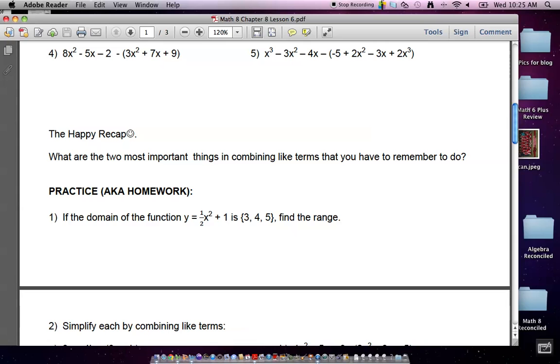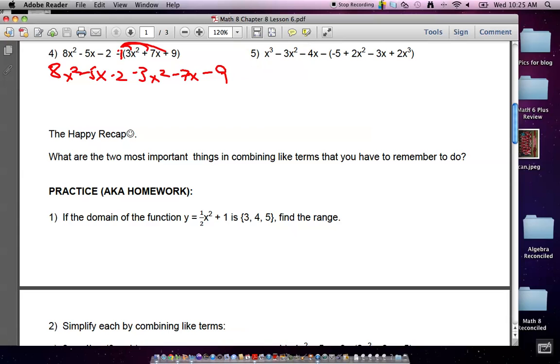Okay, all right, so ready? I'm gonna put a 1 in front and distribute. So that gives me 8x squared minus 5x minus 2. Now this 3x squared was positive in the parenthesis. So by multiplying by negative 1, I negate everything, so it becomes a negative 3x squared. The 7x was positive, it becomes negative. The 9 was positive, and it too becomes negative.